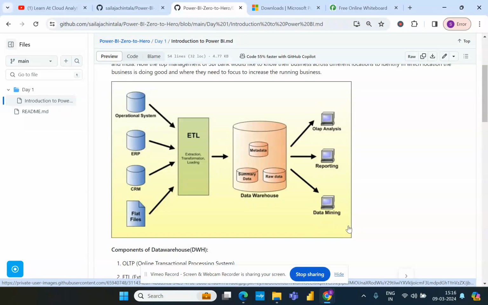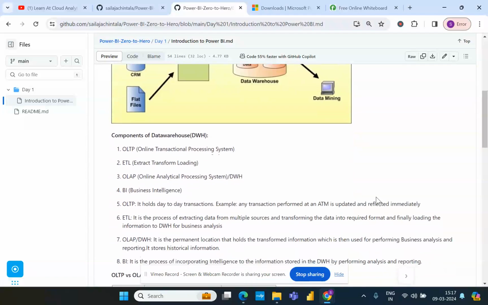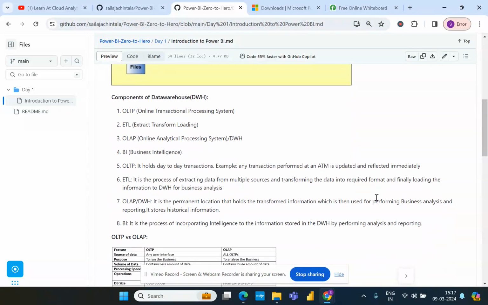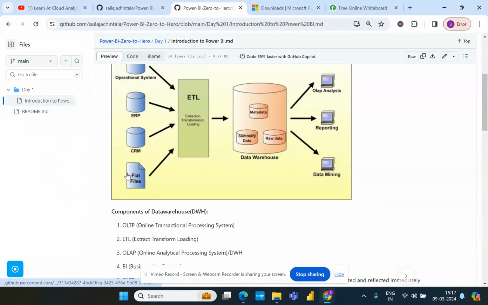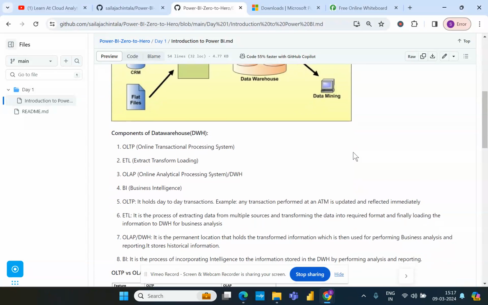Okay, and we are just trying to connect to that transformed information in the data warehouse and build some analytics on top of that. Alright, so this is all about the data warehouse architecture. Now what are the key components of a data warehouse? We already understood the key components: the first one is the OLTP, then we have the ETL, then we have the data warehouse or the OLAP, and finally we have the BI layer. So these are the key components of a data warehouse architecture.